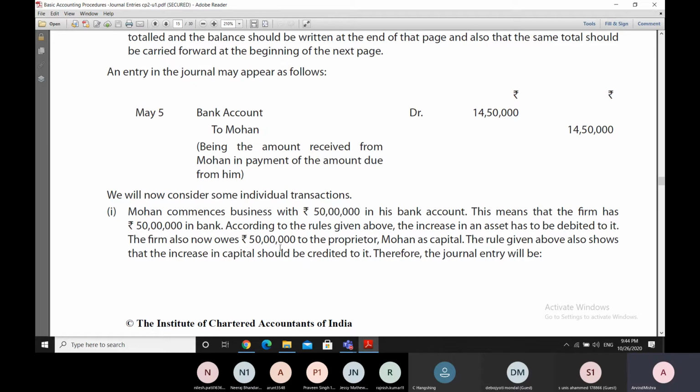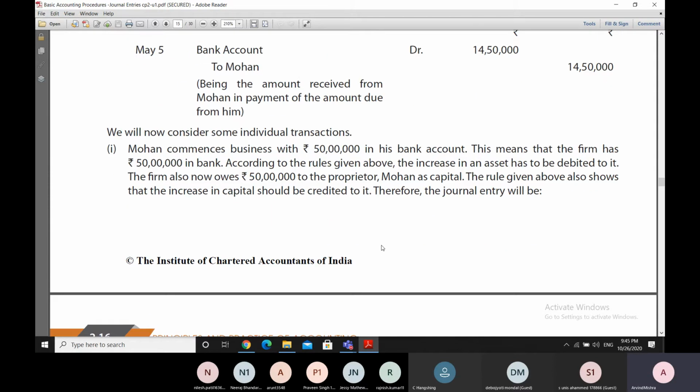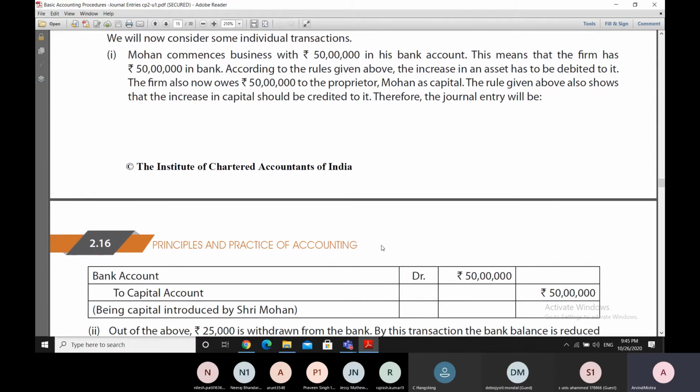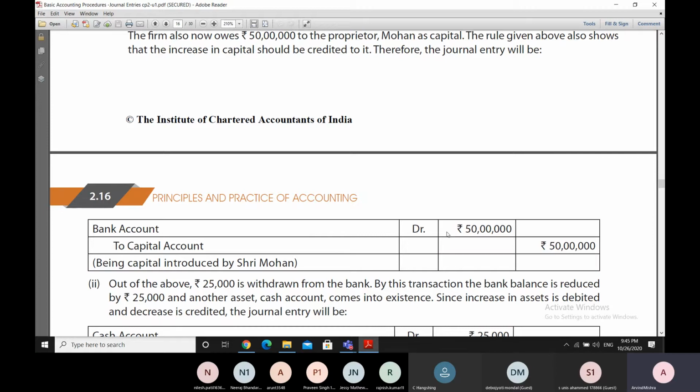And the firm also owes 50 lakh to the proprietor now. And therefore, proprietor Mohan will get an entry in his capital account. The rule given above will show that increase in capital should be credited to the capital account. And therefore, we'll write the journal entry of this transaction: bank account debit by 50 lakh and to capital account, because when we are crediting any account, we write 'To' before that. Capital introduced by Shri Mohan.